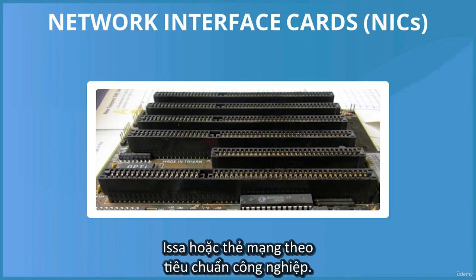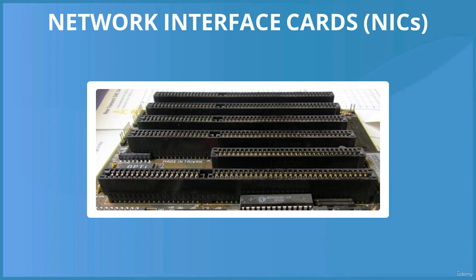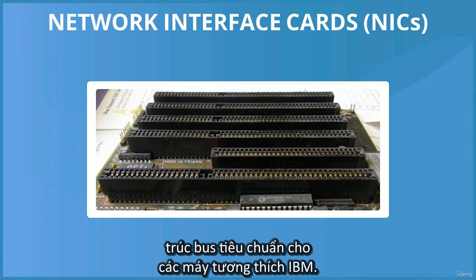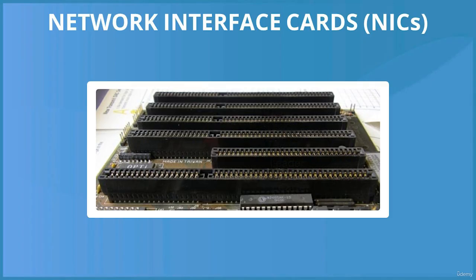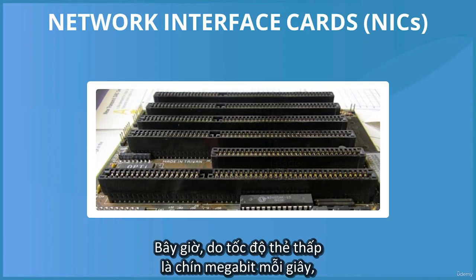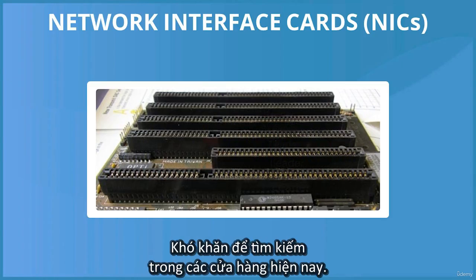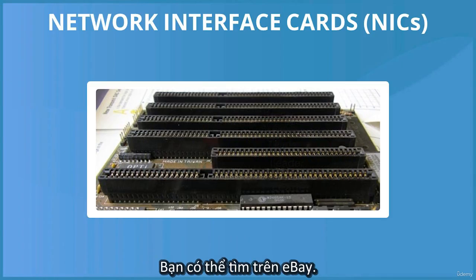ISA, or Industry Standard Architecture Network Card. The ISA bus was developed in 1981, which was a standard bus architecture for IBM compatibles. Now, due to the low card speed of 9 megabits per second, the ISA bus interface is no longer recognized as a type. It's kind of hard to find in today's stores. You might look on eBay.